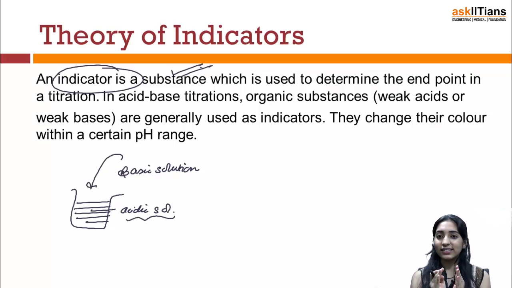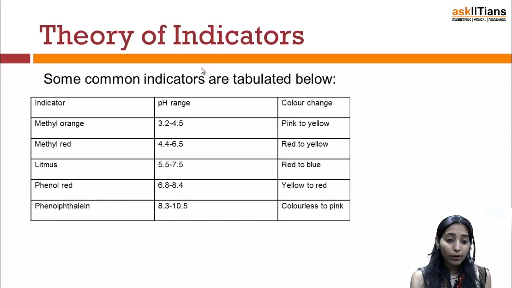So in the transition state, which is a very small pH range, there will be a change of color of the indicator, and hence at that particular transition state we will be able to find out that the entire neutralization reaction has taken place. So that point, where the neutralization takes place, is known as the end point of any titration. Now, these are some common indicators which are tabulated here and which are generally used in day-to-day life in practicals.